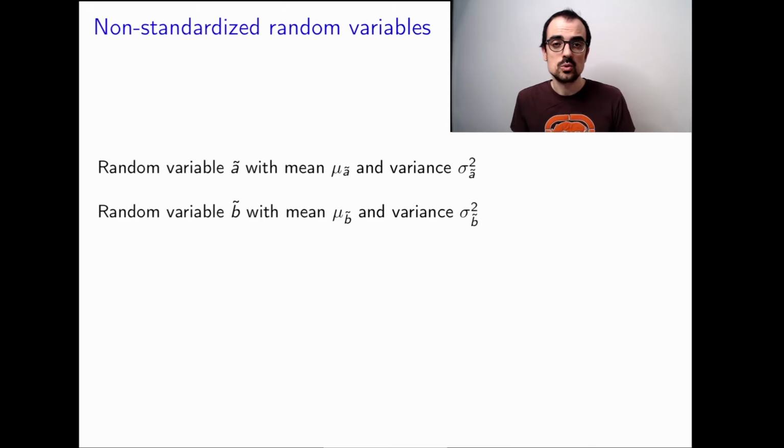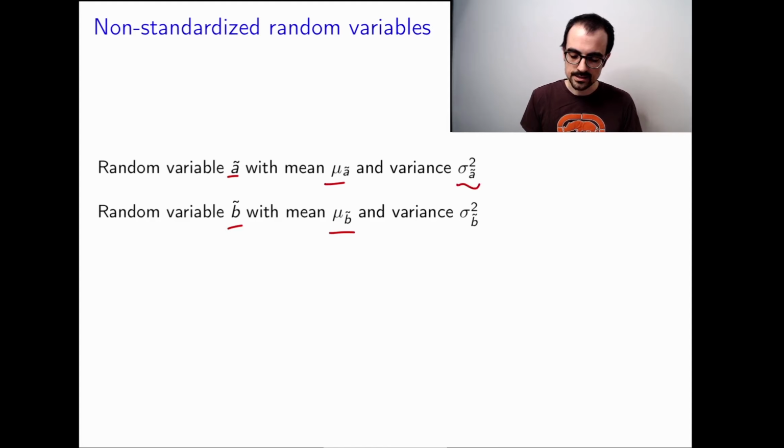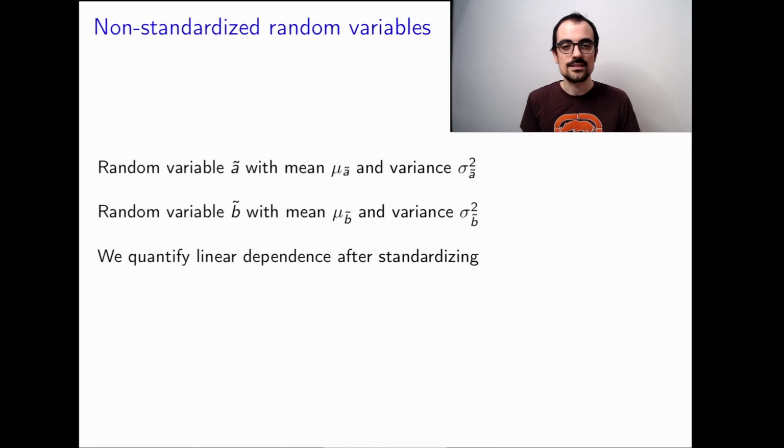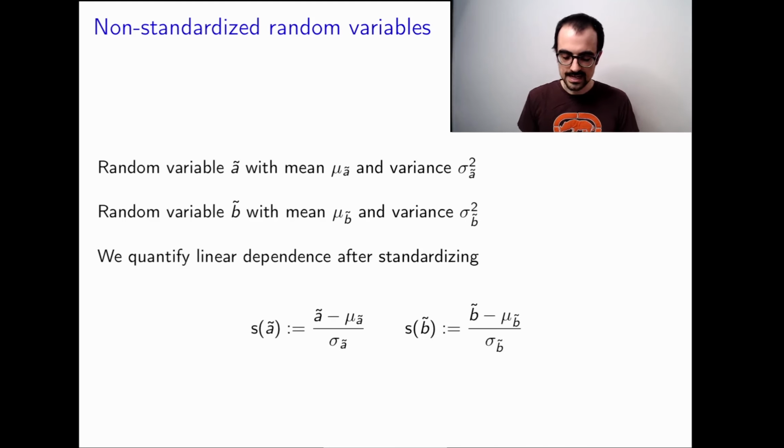Okay, so now let's move on to what happens if we have random variables that are not zero mean or not unit variance. So we're going to consider two random variables A and B that have an arbitrary mean mu A, arbitrary mean mu B, and arbitrary variance sigma A squared and sigma B squared. What we do in this case is to quantify linear dependence after standardizing the random variables. So we subtract the mean and divide by the standard deviation, which is just an affine transformation of the original random variable, affine because we're subtracting a constant, but otherwise we're just scaling by the standard deviation.